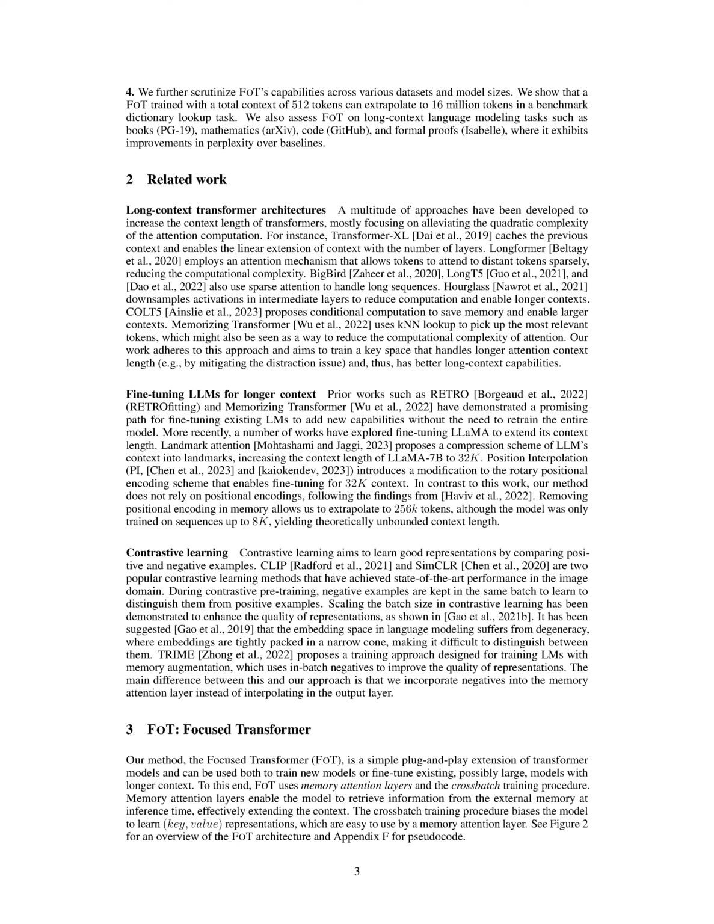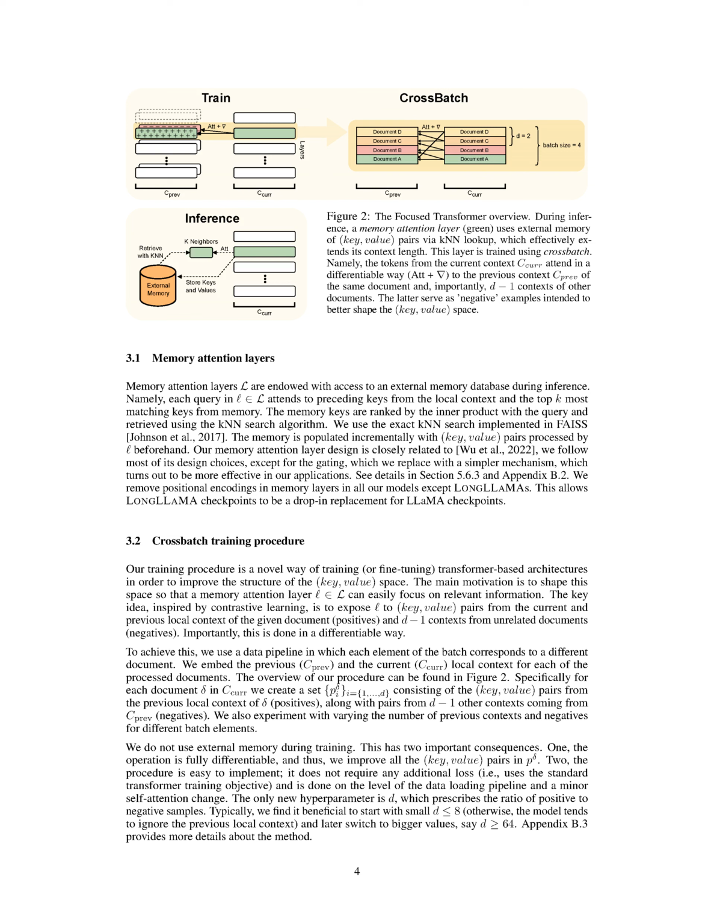Introducing the Focus Transformer. Our method, the Focus Transformer, FoT, is a simple extension of transformer models that can be used to train new models or fine-tune existing ones, even large ones, with a longer context. FoT uses memory attention layers and a crossbatch training procedure. Memory attention layers allow the model to retrieve information from an external memory during inference, effectively extending the context. The crossbatch training procedure encourages the model to learn key value representations that are easy for a memory attention layer to use.